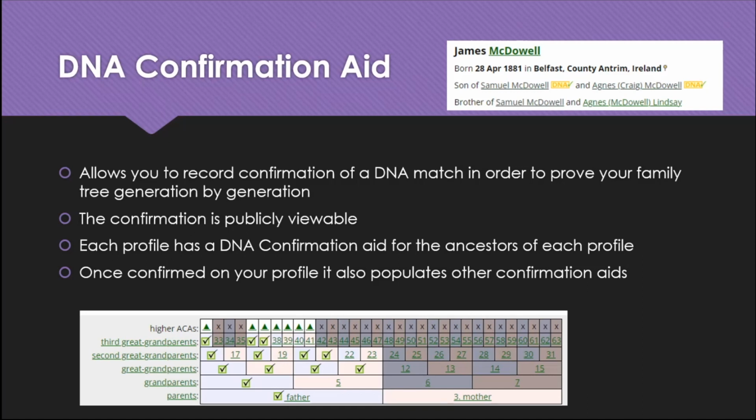But once you confirm someone by DNA, it then populates onto all the other confirmation aids on the other profile pages as well. So it allows you to then publicly verify the fact that someone has been proven to be somebody else's parent through DNA. And that's a very useful thing to have. And it's particularly useful if you're looking at a new branch of the family that you've just identified.